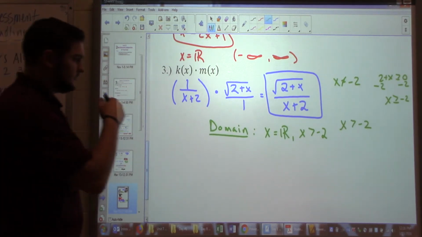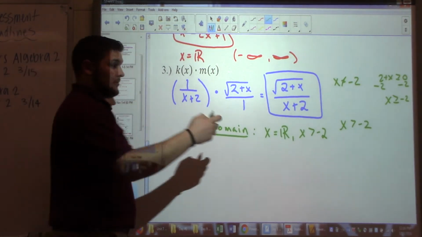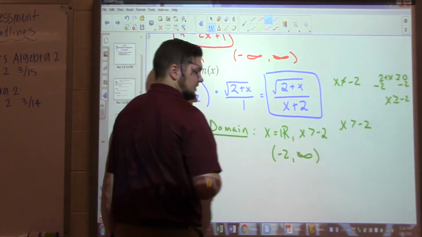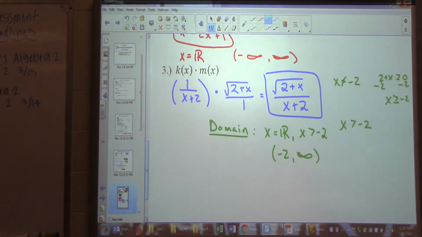Okay. So what's my interval notation going to look like? Parenthesis -2, comma, infinity. Right? I'm not putting a bracket because I'm not including -2 now. Alright? Any questions?